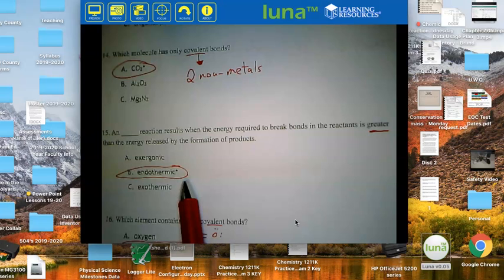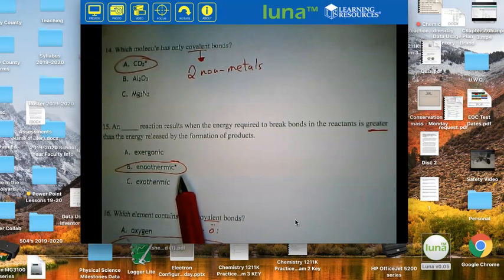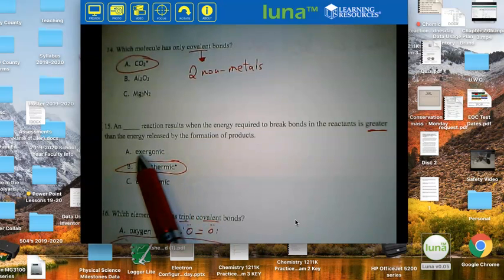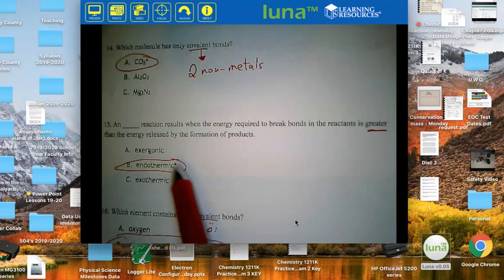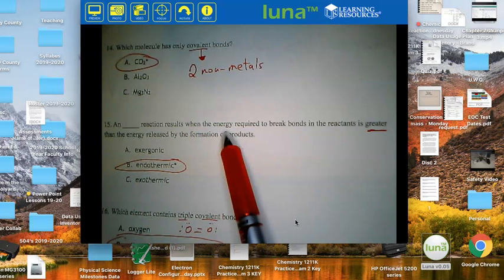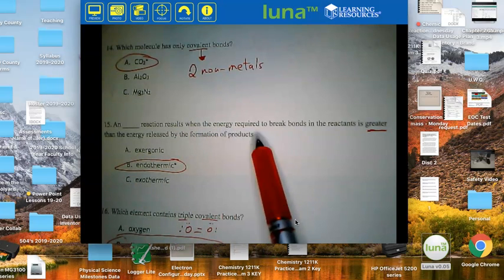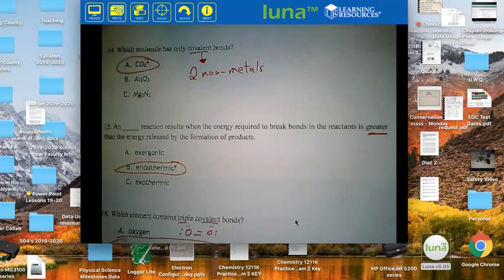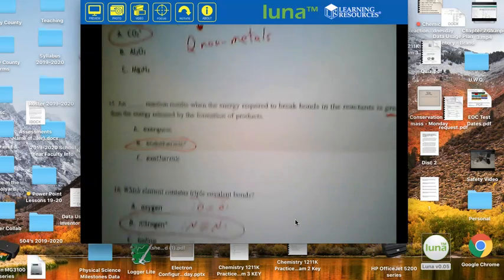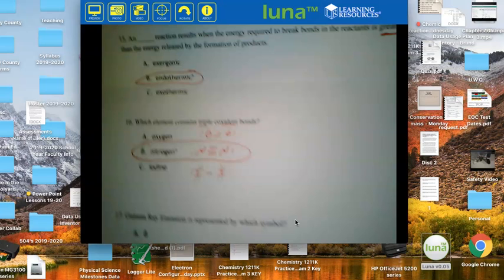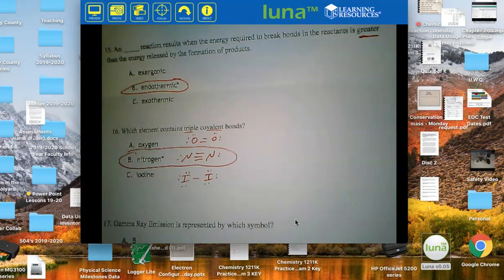Okay, if it were the other way around, where more energy was released than it took to break the initial bonds, then it would be exothermic. But here, in this case, more energy is required to break the bonds than energy released after the new bonds are produced. So that would be an endothermic reaction or endothermic process.